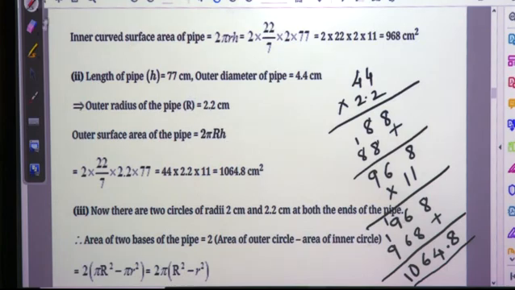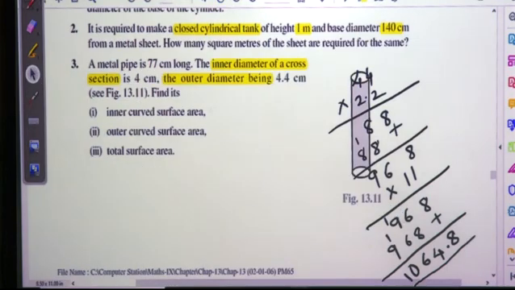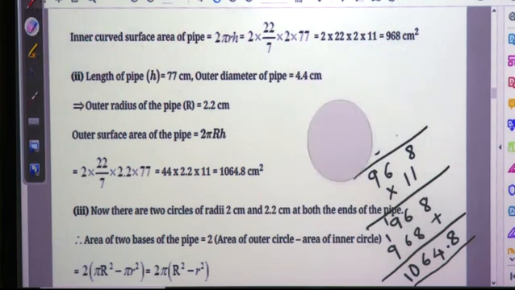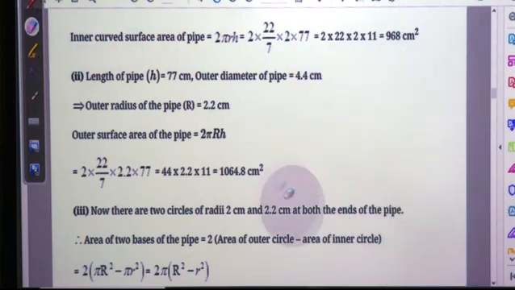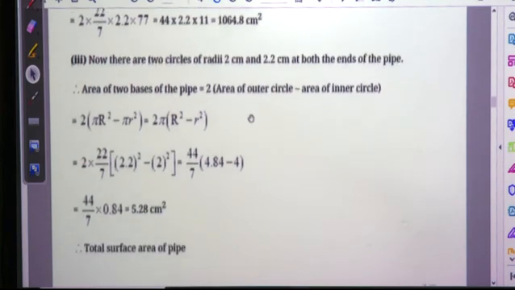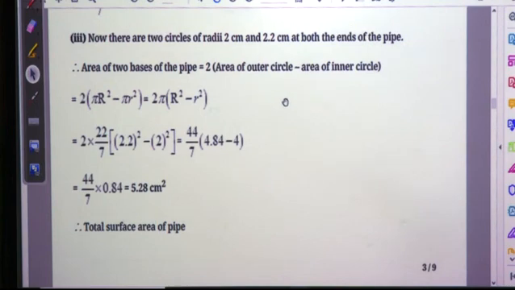What is this? The second thing that we have seen, outer curved surface area we have seen. Now, let us see the total surface area. We have seen the inner curved surface area, we have seen the outer curved surface area. Now, we shall see the total curved surface area. See what the explanation is here.